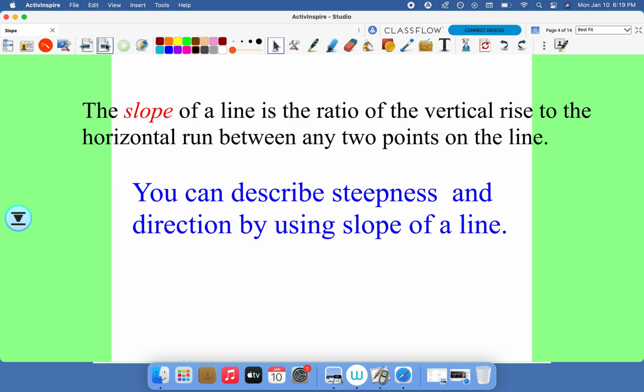Here, slope of a line is the ratio of the vertical rise to the horizontal run between any 2 points on the line, and you'll see what that means in a few. We can also describe the steepness and the direction of a line by using its slope.